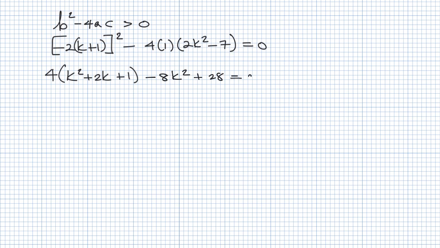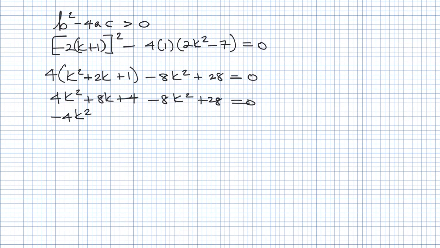And let's, like I said, put it equal to 0 for now, even though we are working with an inequality, which we will come back to at the end, okay? So we're just using the equal sign for now, just so that we're not bothering too much about the inequality. Let's carry on simplifying here. So this becomes 4k squared plus 8k plus 4 minus 8k squared plus 28 equal to 0. We can merge this k squared with that k squared, thereby giving us minus 4k squared.